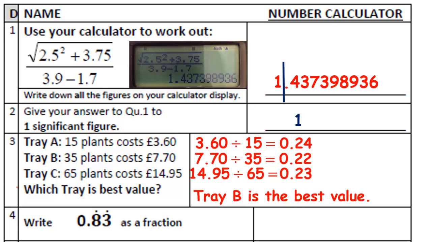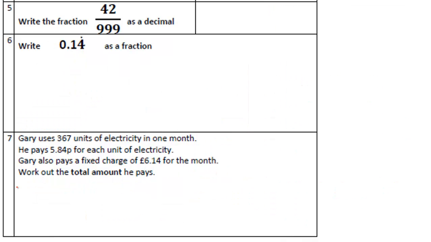In question 4, the two dots above the 8 and the 3, and because they're just two numbers, mean that just two numbers are repeating. So I'm going to write 83 over 2 nines, 99. That's my answer. You should be pretty confident with it right now.